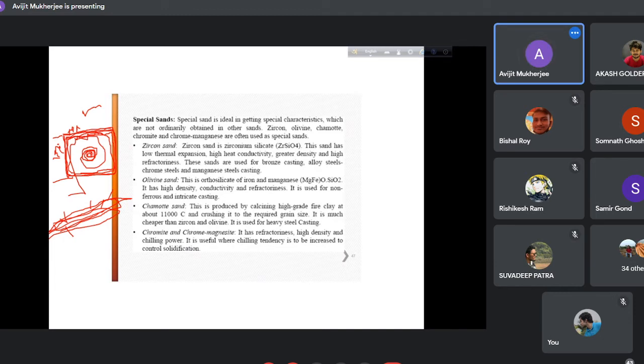So here, if chamotte or chromite or chrome magnesite type of sand is used, then these portions may readily absorb heat. So the central portion will be solidified simultaneously with the surfaces.